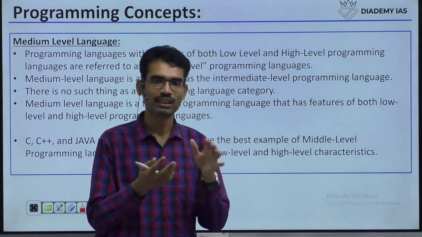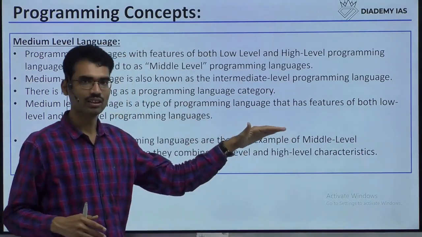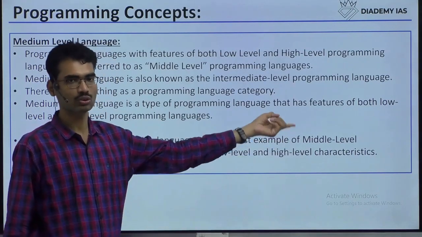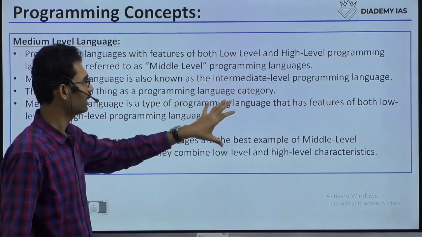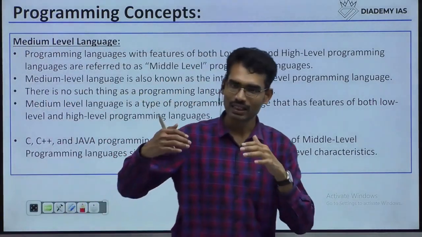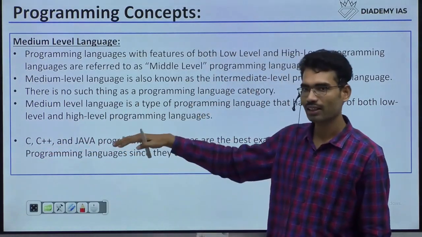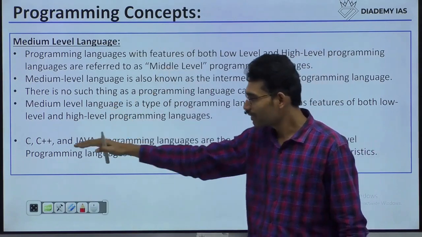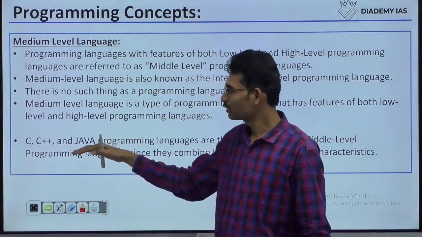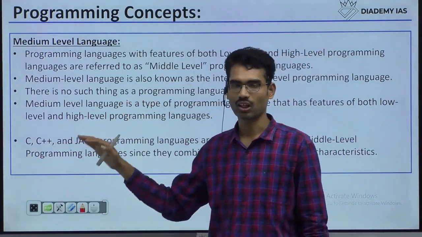Some programs have inbuilt structure, some commands, some instructions which are close to the computer. The same language will have instructions which are close to human beings. Those kinds of examples we call medium level languages. But for example, C, C++, Java are considered as high level also, because they contain some features which are close to the machine level. That's why they are also considered as intermediary level or medium level language.